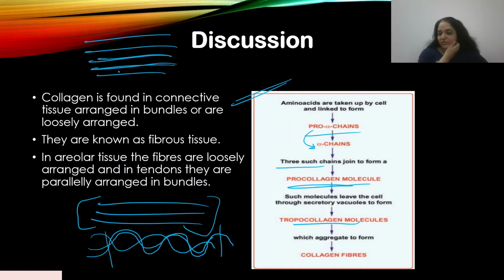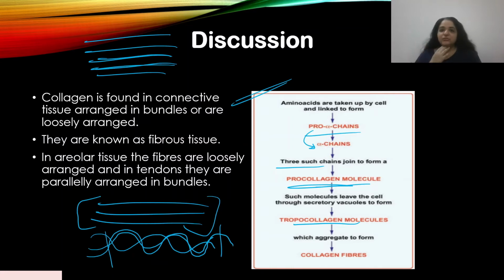I think I've shown you a diagram of a tendon where you can see these fibers. So basically that's the final product that you see. But how does it come about? It comes from polypeptide chains, and 3 chains combine together to form a triple helical structure to form pro-collagen, then it becomes tropocollagen, and then finally it becomes the collagen fiber.